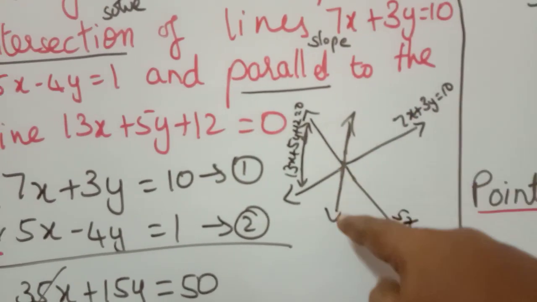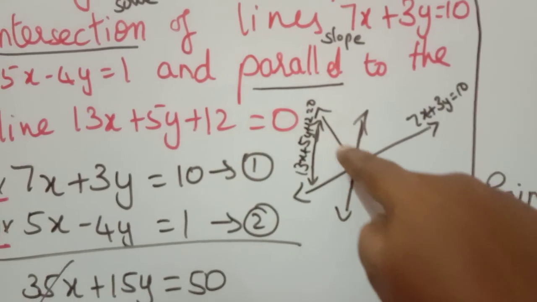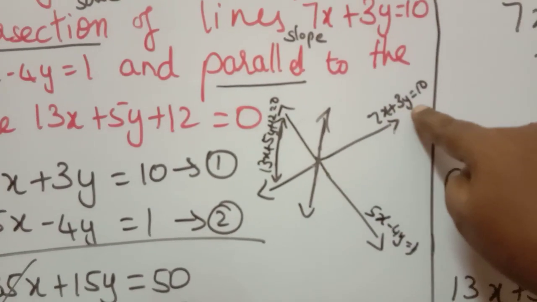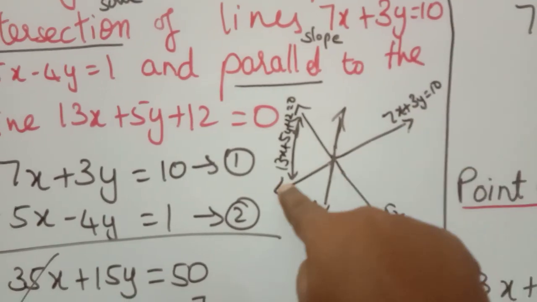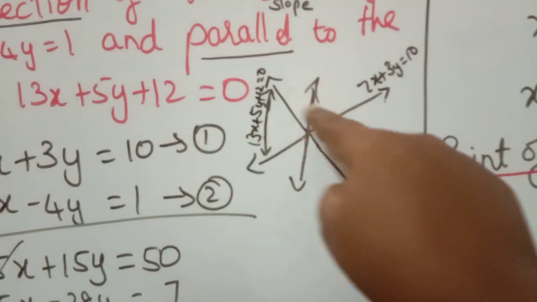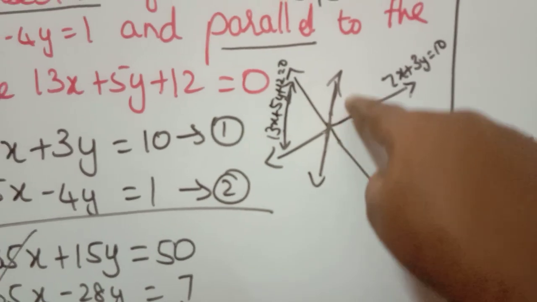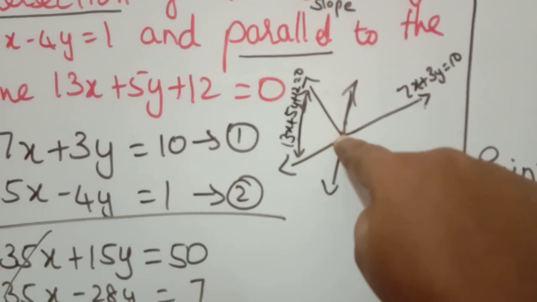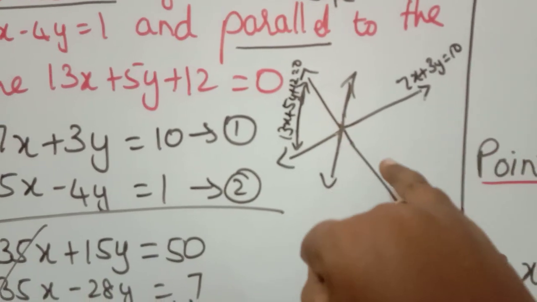This straight line is passing through the point of intersection of these two lines. See, 7x plus 3y equal to 10, this line, and this line, 5x minus 4y is equal to 1. So these two intersect at one point. We have to find the equation of this straight line. This line is passing through the point of intersection of these lines. So one clue is given.